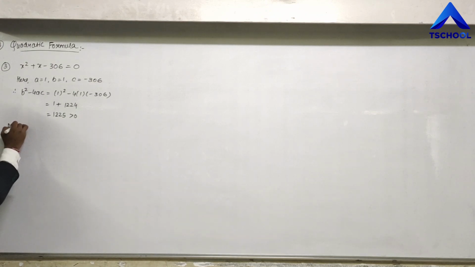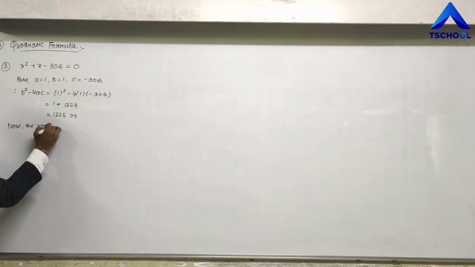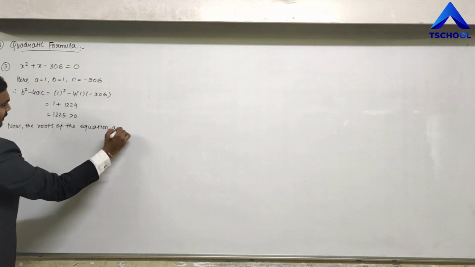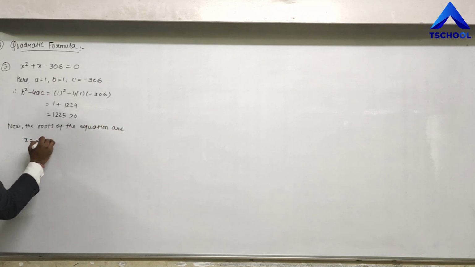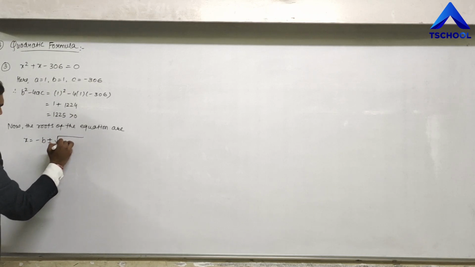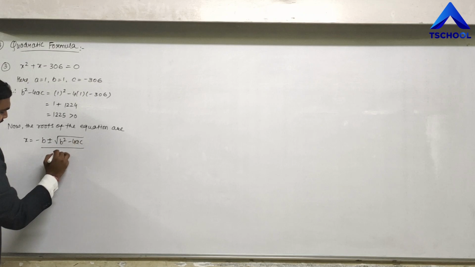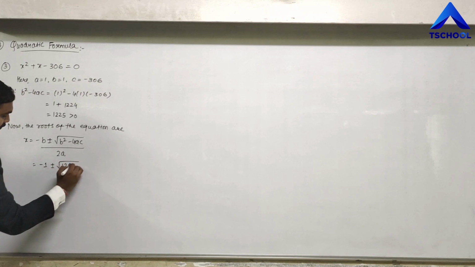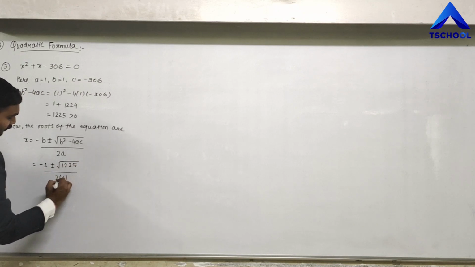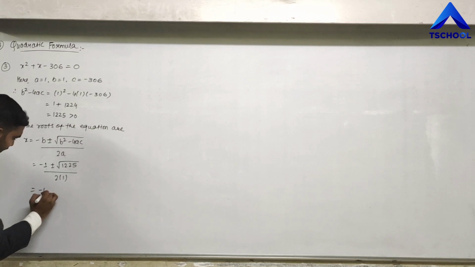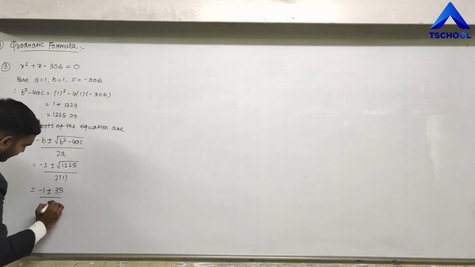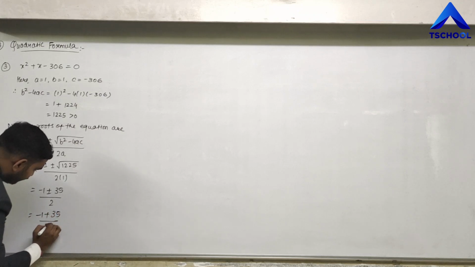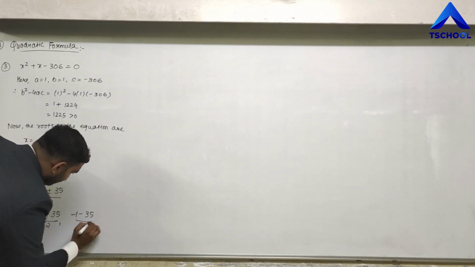Good. Now the roots of the equation are x equals minus b plus or minus root b square minus 4ac upon 2a, that is minus 1 plus or minus root 1225 upon 2 into 1, that is 2, that is minus 1 plus or minus 35 upon 2. Hence that becomes minus 1 plus 35 by 2, comma, minus 1 minus 35 by 2.